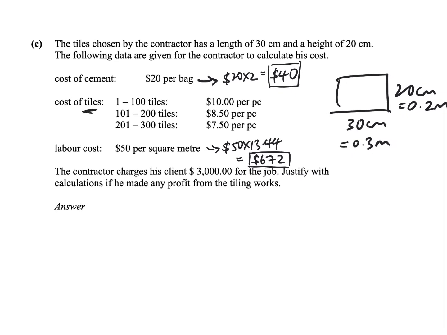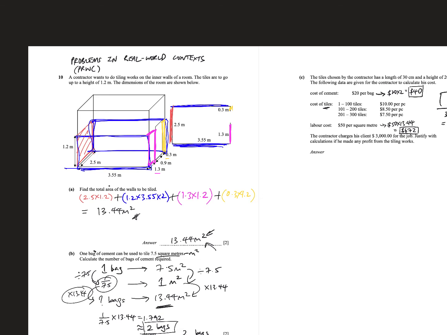Now what is really left is to find out the cost of the tiles, and you can see that if you buy 1 to 100 tiles, you pay $10 per piece. For 101 to 200, you pay less, of course. 201 to 300, you pay even less. So we have to find out first, how many tiles does it require, really, to cover all the area, right? We need to find out how many tiles, and then we see which bracket we lie under, and then we see how much we are charged per tile. So let's start. Let's start with maybe the red one again.